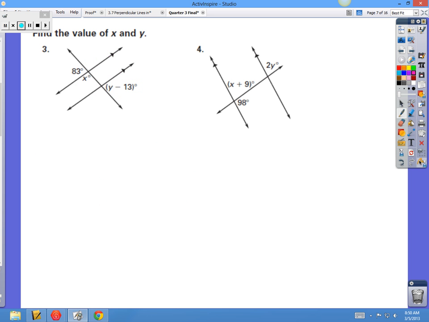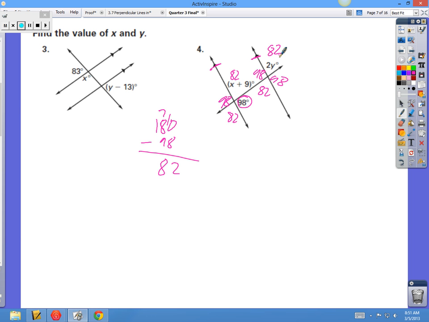Number 4, kind of the same idea. You're going to start right here. Start with 98. Okay, if they're parallel, which they are, that's 98. That's 98. That's 98. That's 98. Those 4 are 98. The other 4 are going to be 180 take away 98. So they are going to be 82. So this is going to be 82, this is going to be 82, this is going to be 82, that is 82.